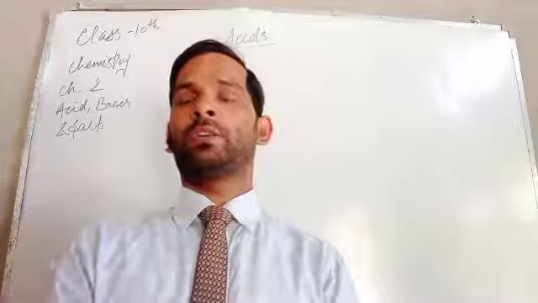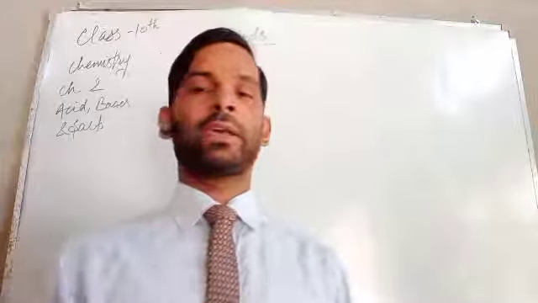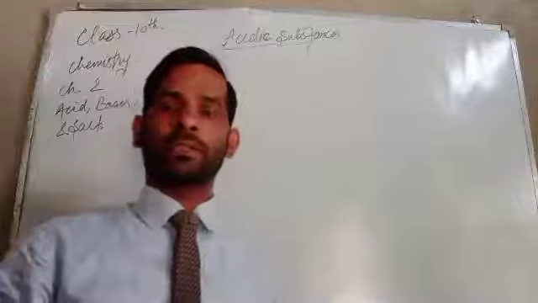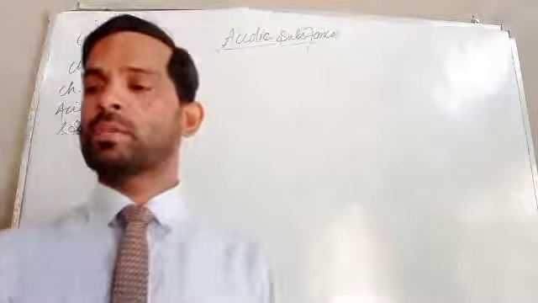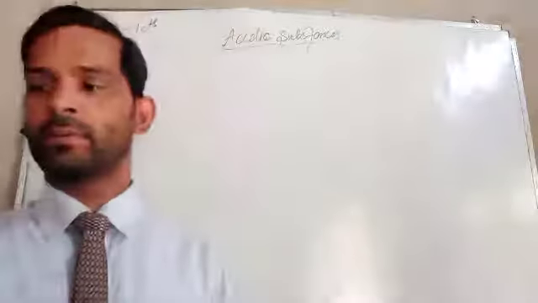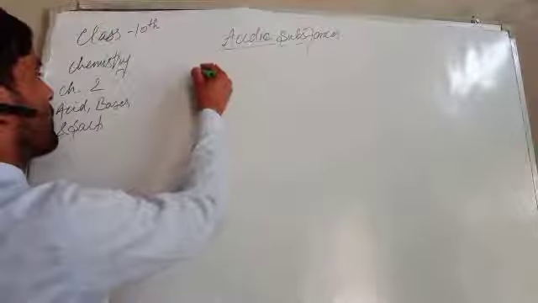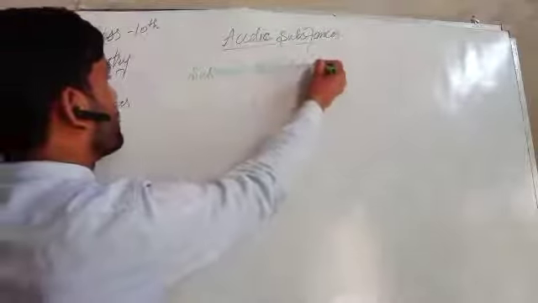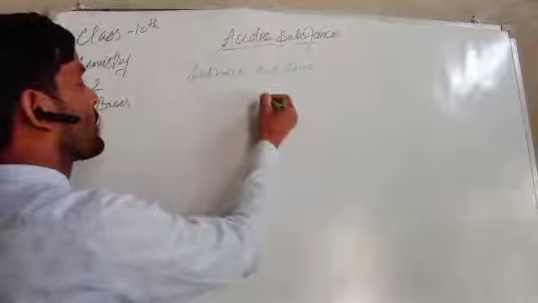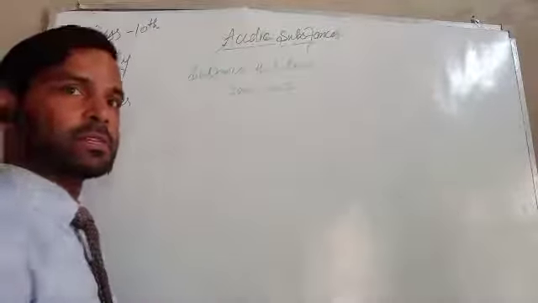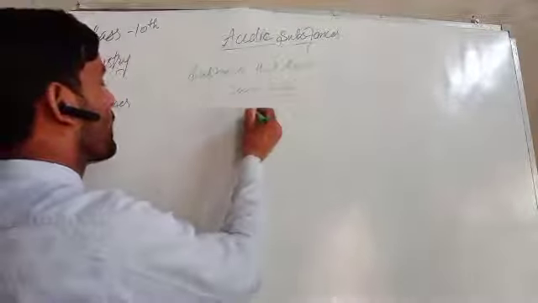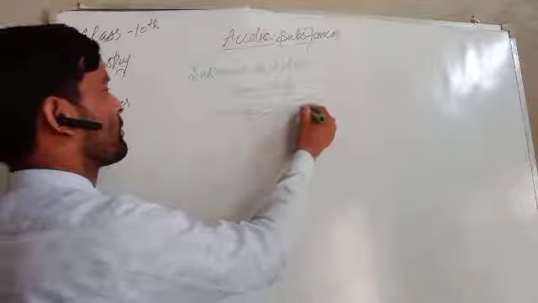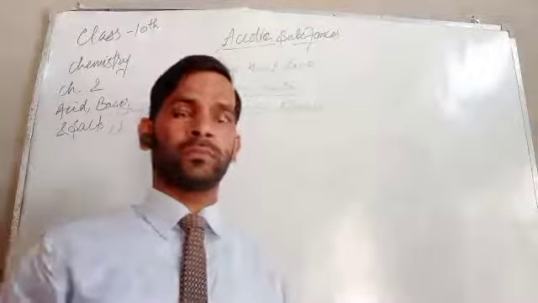So what are these acidic substances? Acidic substances are substances that have a sour taste, and those substances that have a sour effect are called acidic substances.